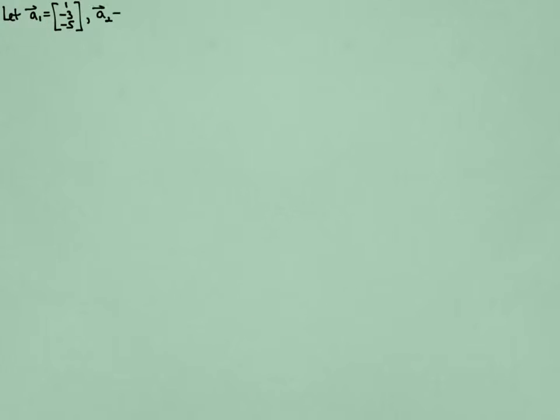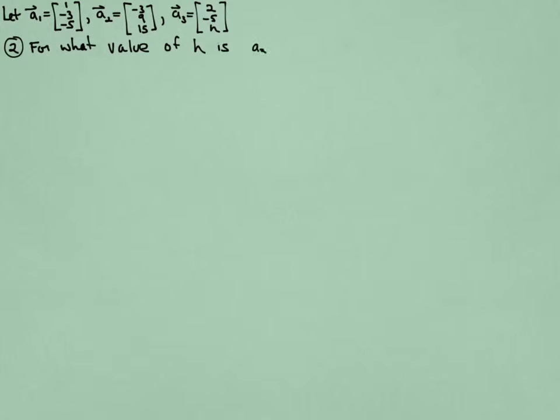Let's look at a related, but different question. Here are the three vectors again, and I want to ask now, for what values of h is the third vector in the span of the first two? So can I force the third vector, by choosing h carefully, to be a linear combination of the first two? To answer that question, I'm going to let A be the matrix whose columns are only the first two, because I'm interested in their span, in other words, their linear combinations.